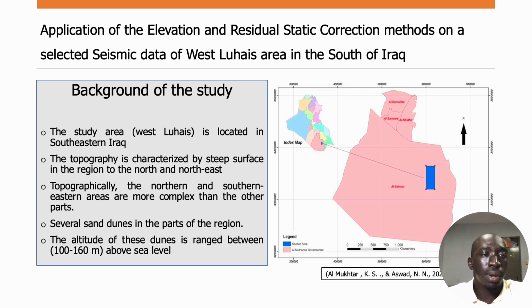The background of the study will show us right here, as you can see on the map, the location of the West Lohais area. It's located in the southeastern part of Iraq. Also, we'll see that the topography of the area is characterized by steep surface in the region to the north and to the northeast. The topography of the north and the southeast areas is more complex than the other parts. We also see several sand dunes in parts of the region. Lastly, the altitude of these dunes ranges between 100 to 160 meters above sea level.